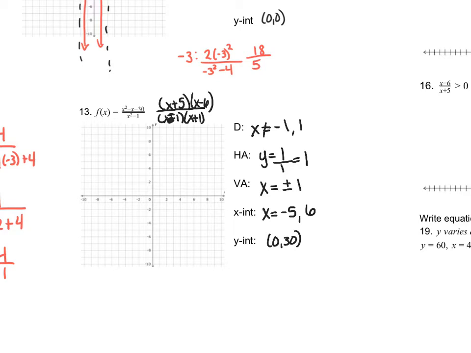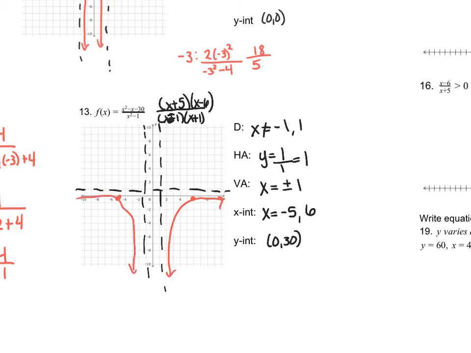That's really high. It's going to be hard to show that, so we're not going to really be able to do that. So my horizontal asymptote is at 1. My vertical asymptotes are at plus and minus 1, right here and right here. Now that x-intercept, we have 2 of them, one at negative 5 and one at positive 6. So this is going to go this way, and this is going to go this way. My y-intercept is 0, 30. So this guy is just going to look like that, but way higher.